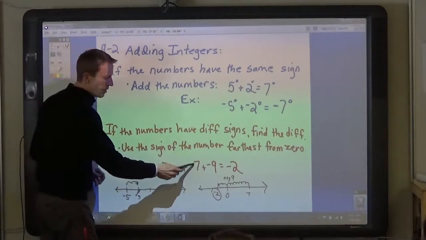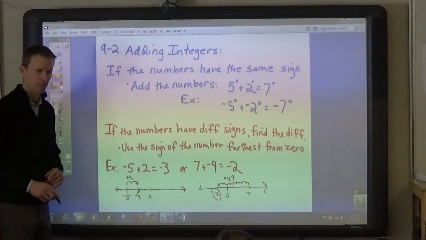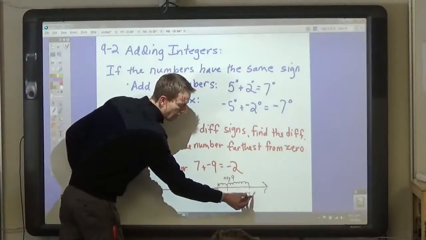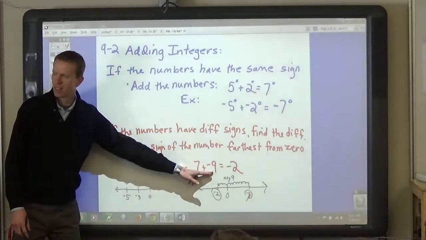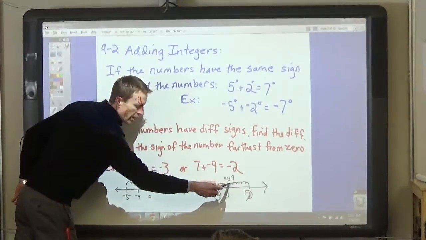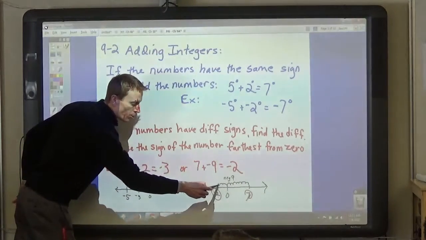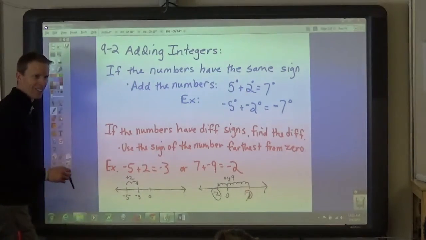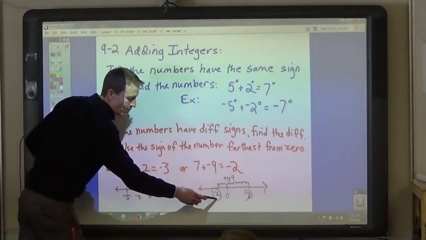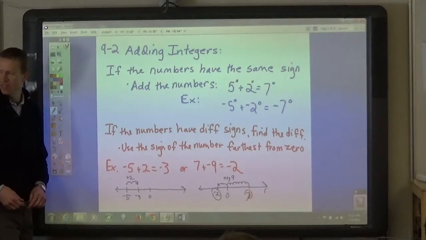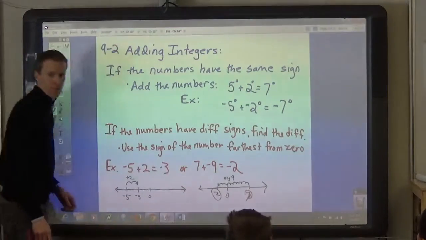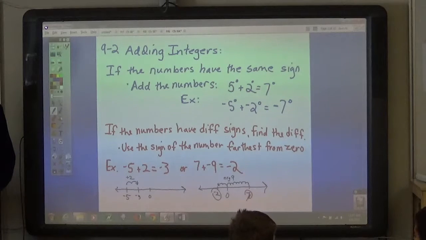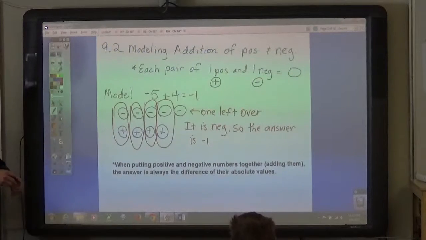What about this one? Here we're starting with positive 7. Find positive 7 on the number line, right? Now, if we added negative 9, it means we're going 7 spaces back to 0, and then 2 more spaces past 0. 2 more spaces past 0 takes us to negative 2. So 7 plus negative 9 is negative 2. Okay? Everyone understand? Let's go to some models.